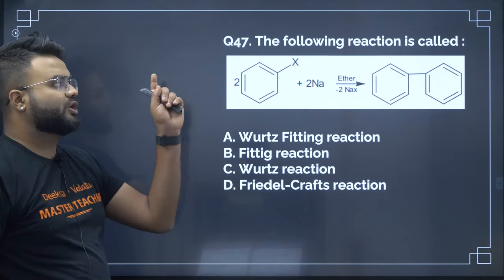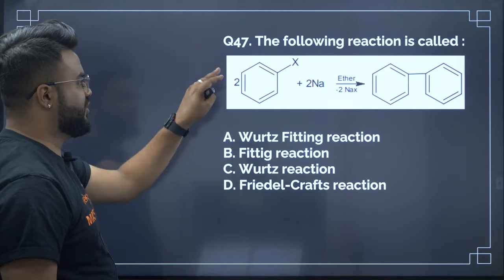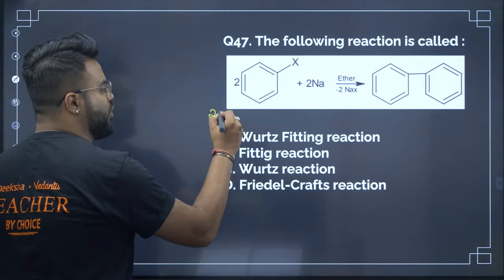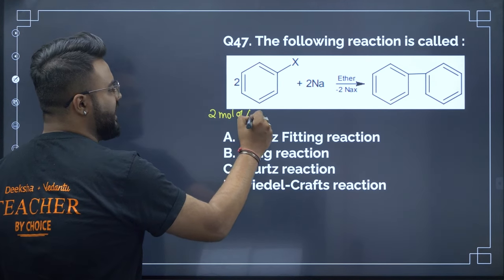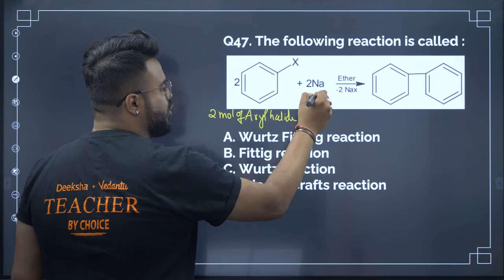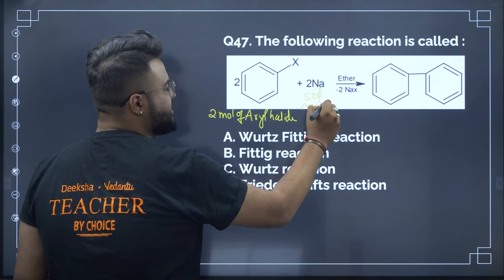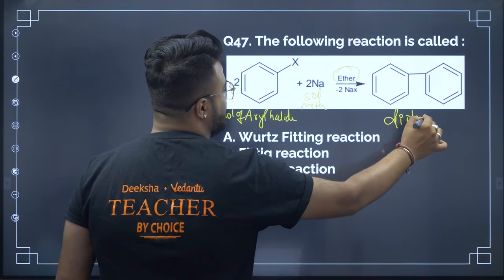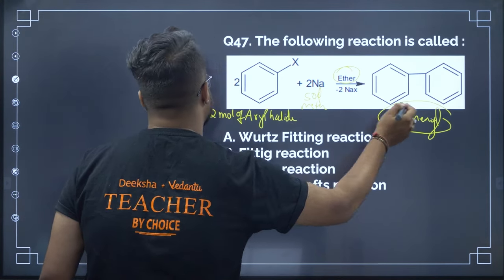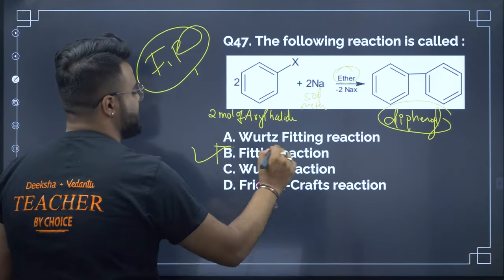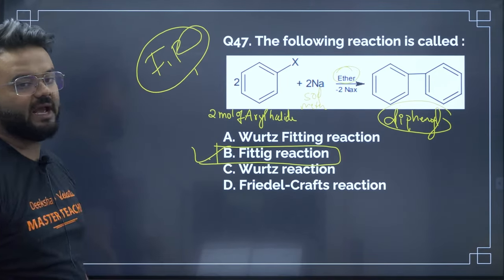Now, coming back to the following reaction. When you see this aryl halide, when I take two molecules of aryl halide, listen here, aryl halide reacts with sodium metal in the presence of ether, it forms diphenyl. Therefore, this reaction is famously called the Fittig reaction, that is the Fittig reaction. So this is your Fittig reaction.